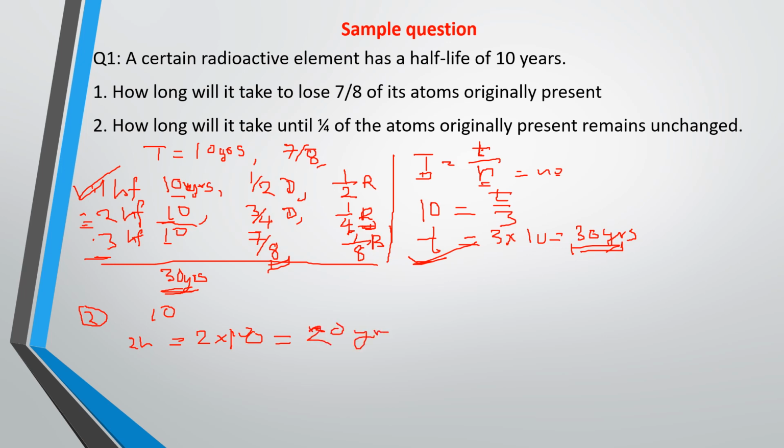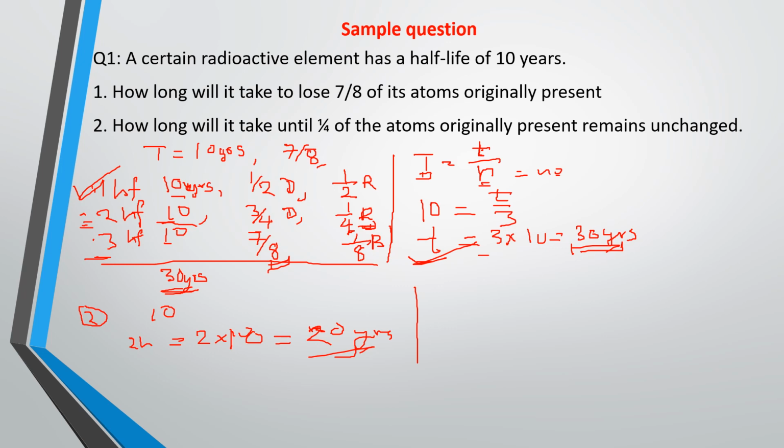20 years. See? So for 1/4 of the substance to remain, it will take 20 years. That is 2 half-lives. 10 plus 10 is 20. Okay? Then if you want to use this method too, you can still use it.